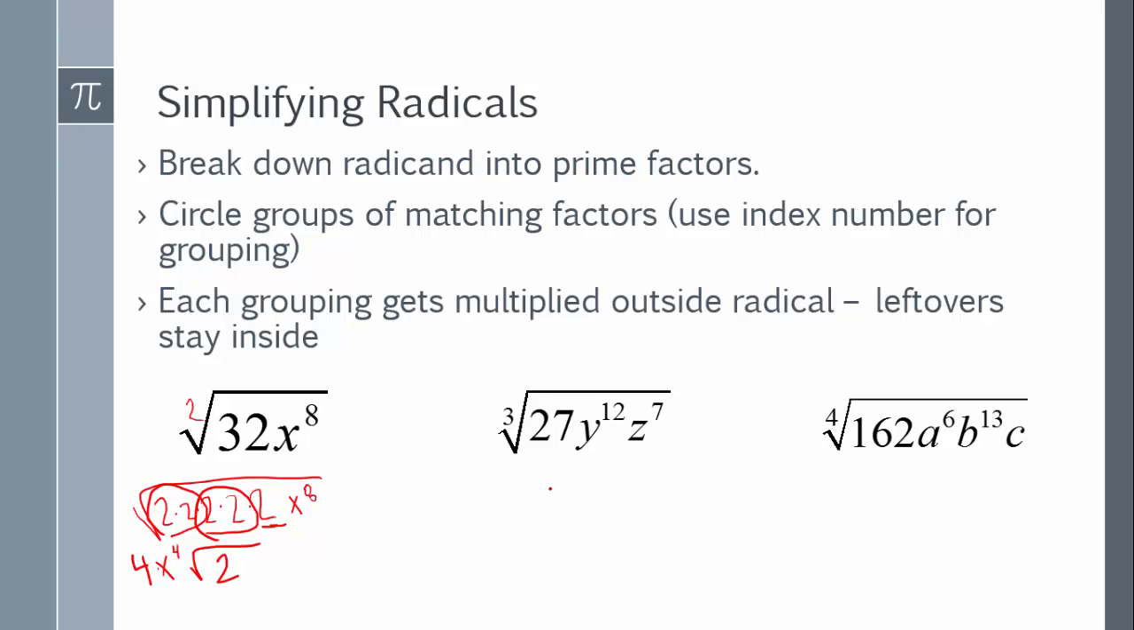All right, let's do the same thing with the next example. Now I have the cube root of 27y to the 12th z to the 7th. Okay, so let's factor the 27. 27 is 3 times 3 times 3. What do you know? That is a perfect cube.